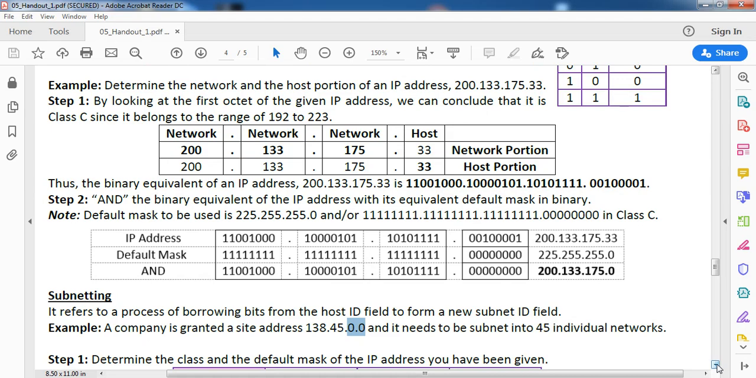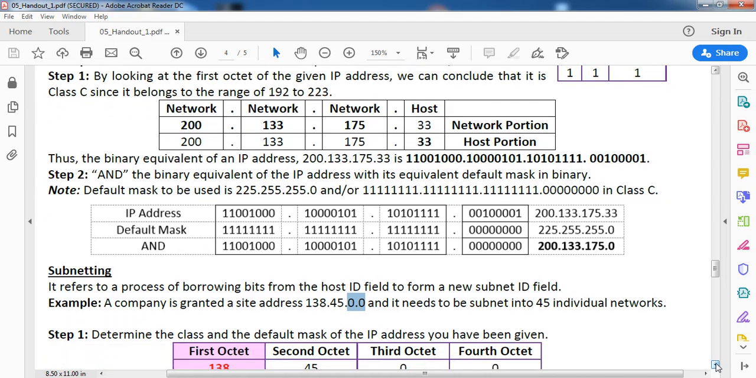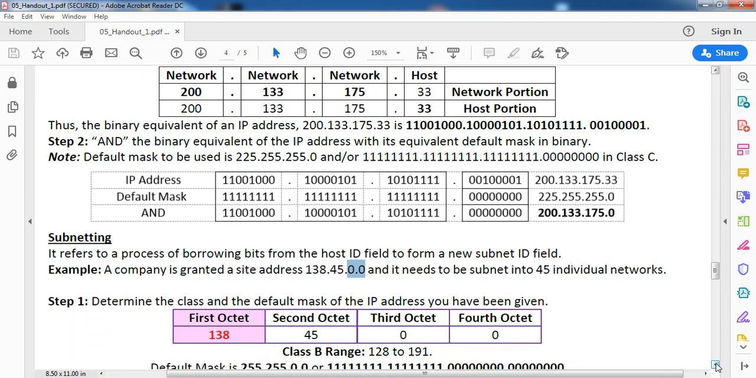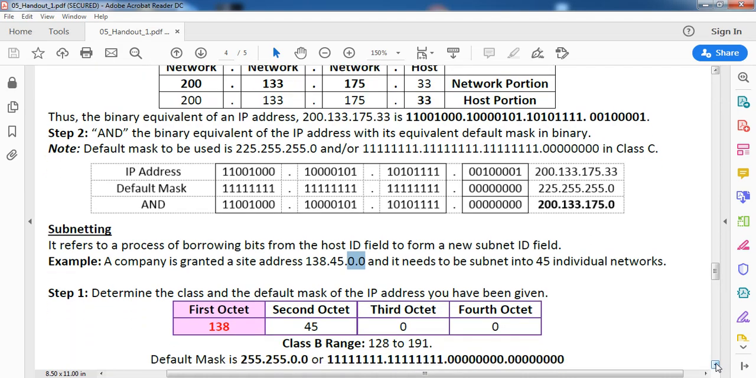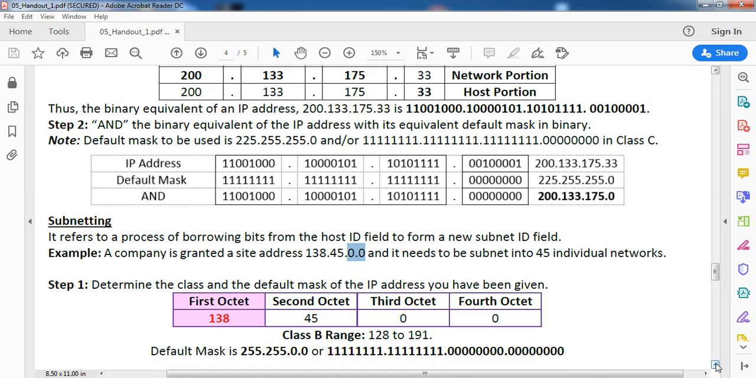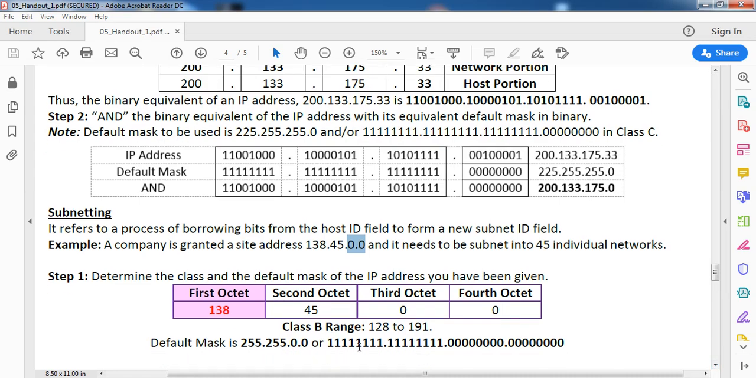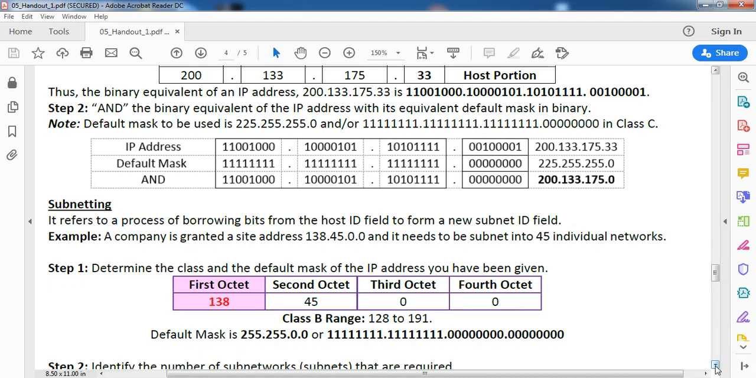Now, that would be step one. We need to determine the class and the default mask of the IP address. Because this is class B, we will be converting it to binary later. And class B has its first two octets as a default mask, which is /16 of straight ones, and then the zeros will represent the host ID or would reset the host ID.